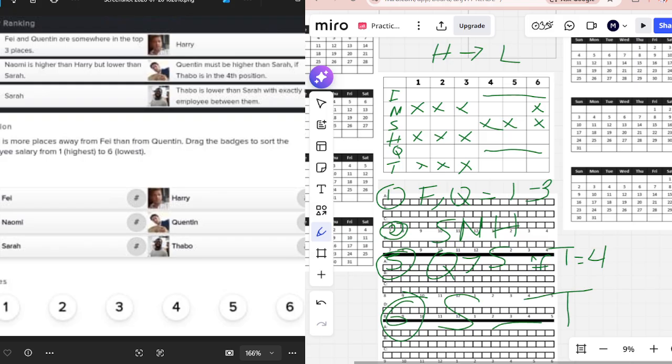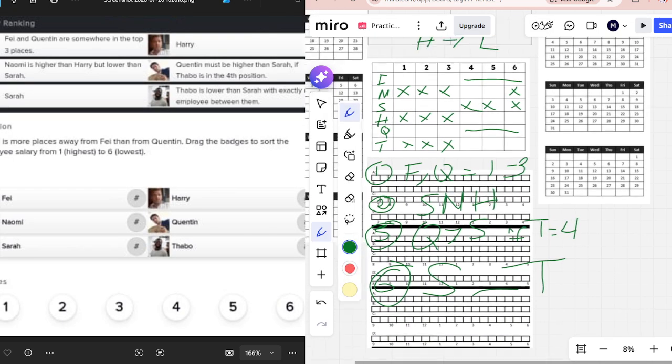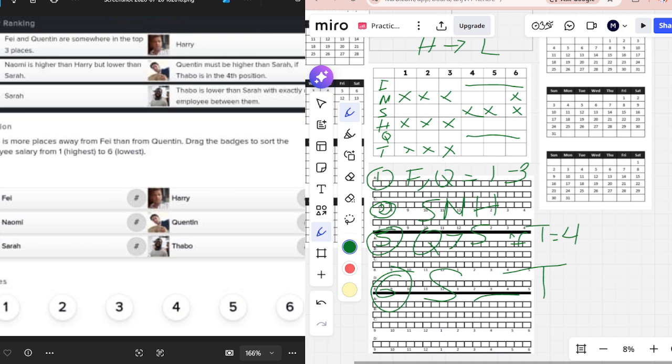So now let's go back again. Oh, there is a point we missed in the question. They said that Naomi is more places away from Faye than from Quintin. And we know that Naomi is at the back. So they said Naomi is far away from Faye than it is from Quintin. So we'd have something like Faye comes first, then Quintin, then Naomi, right? So that tells me something. Quintin cannot be the first.